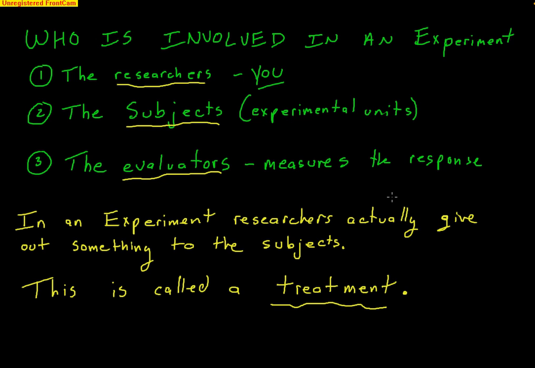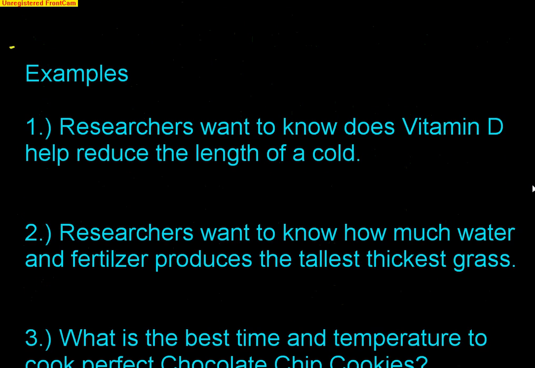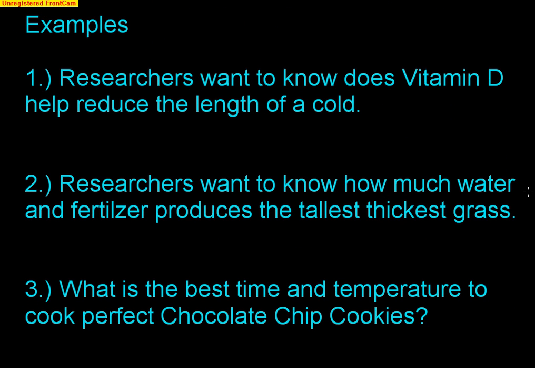Now, in an experiment, researchers actually give out something to the subjects, right? That's the difference between an experiment versus an observational study, is the researcher actually gives something out. What they give out, we call the treatment. So I have 3 examples I want to look at here, and I want to talk about the treatments.